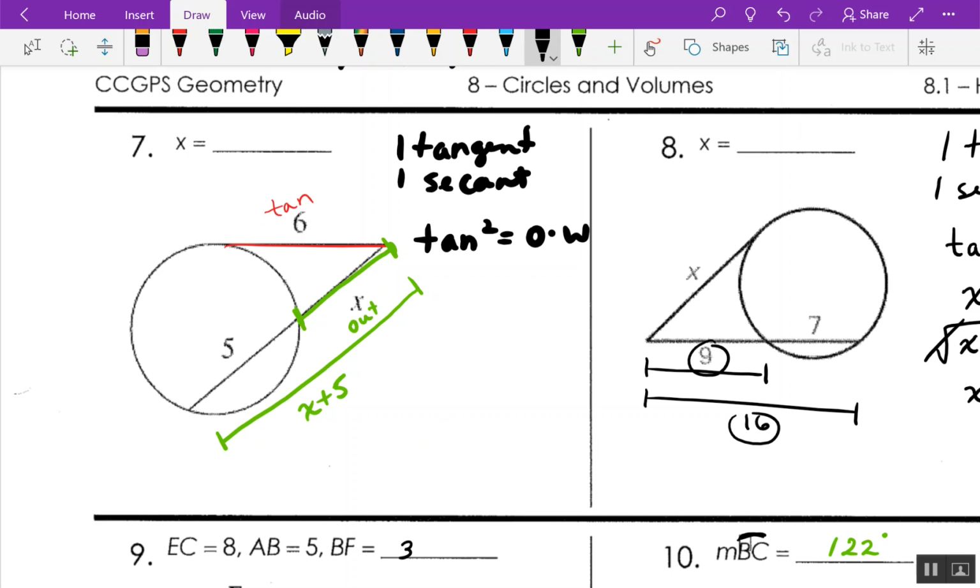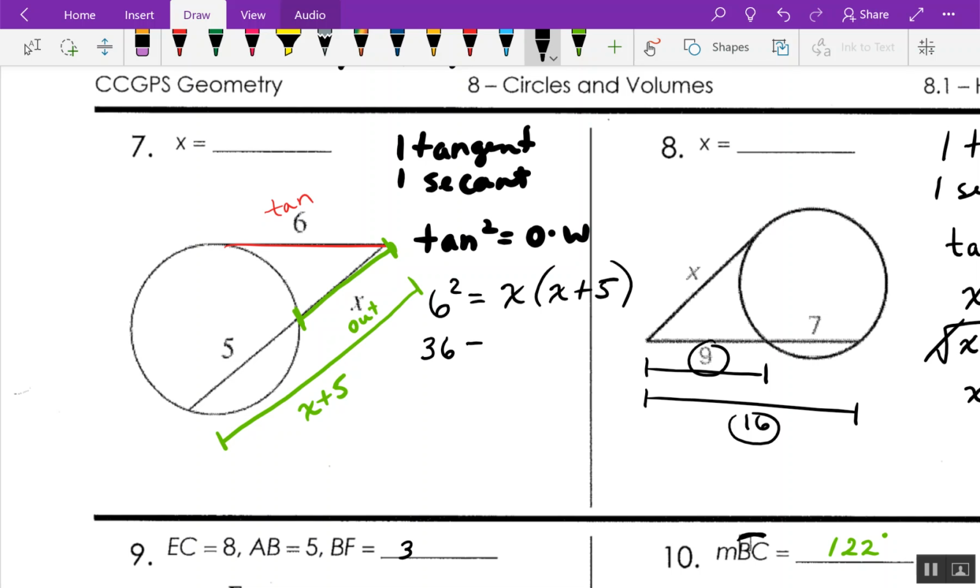Are we clear? The tangent is 6, so that was correct. That is 6 squared. But what's the outside? The outside is X. What's the whole? So you need to fix your paper. Your paper is wrong, is what I'm trying to say.